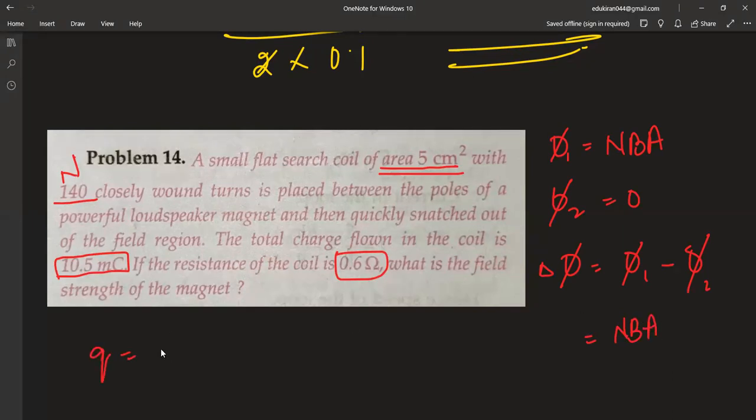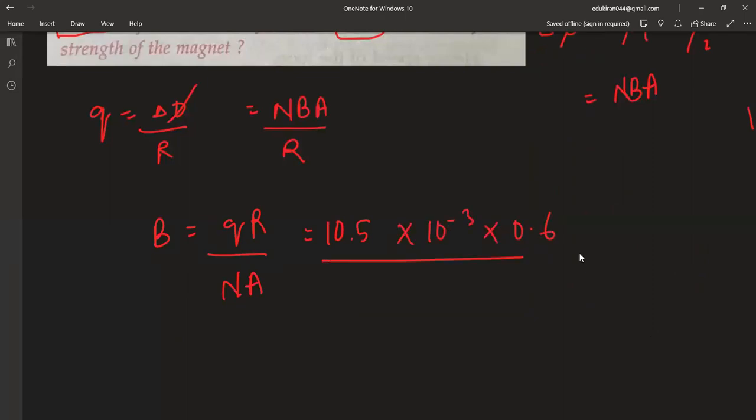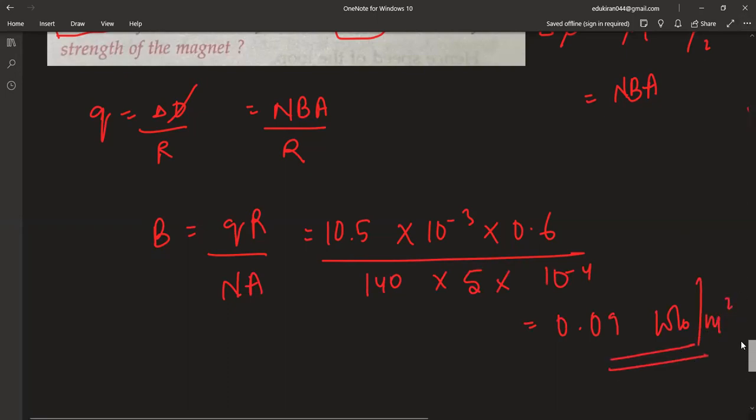When we are talking about the charge, it is the change in flux by the resistance, which is NBA by R. From here, you can calculate the value of magnetic field. B is equal to QR by number of turns into the area, which is 10.5 into 10 to the power minus 3 into 0.6 by 150 into 5 into 10 to the power minus 4. So this is 0.09 Weber per meter square. Write it quickly.